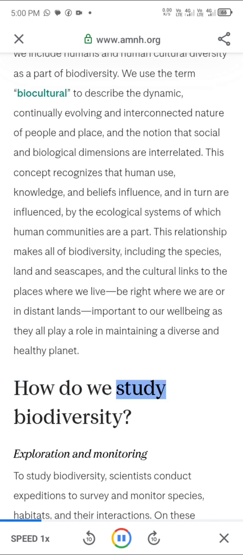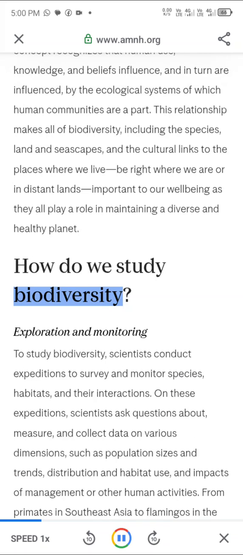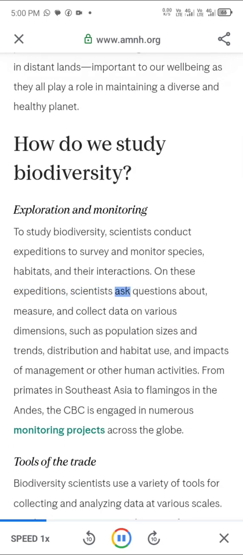How do we study biodiversity? Exploration and monitoring. To study biodiversity, scientists conduct expeditions to survey and monitor species, habitats, and their interactions. On these expeditions, scientists ask questions about, measure, and collect data on various dimensions, such as population sizes and trends, distribution and habitat use, and impacts of management or other human activities.